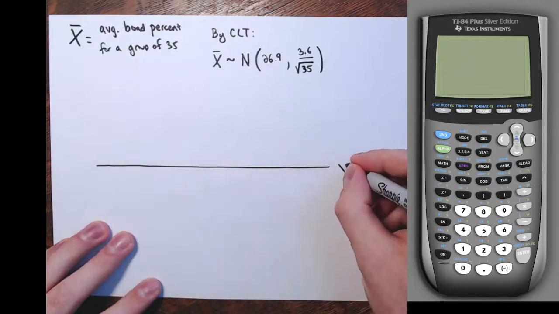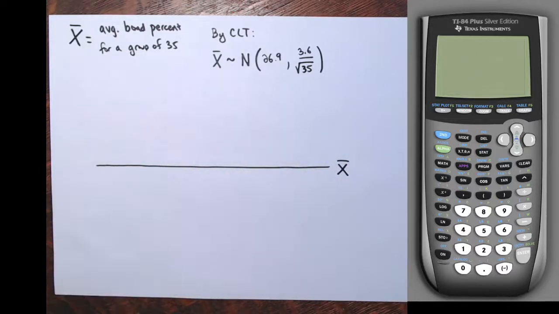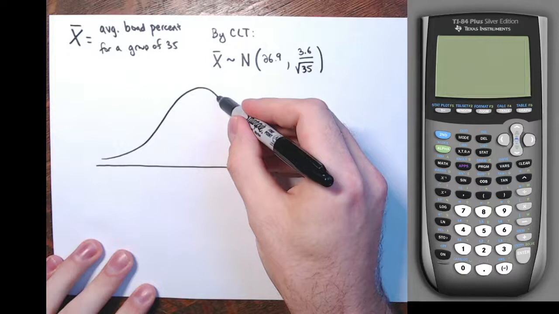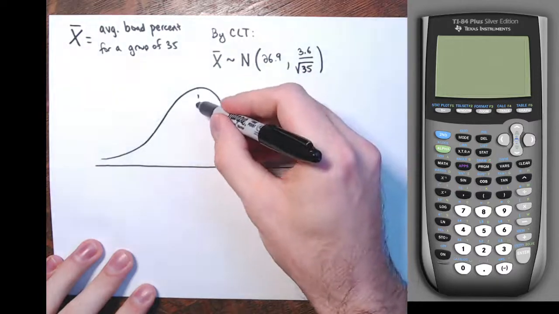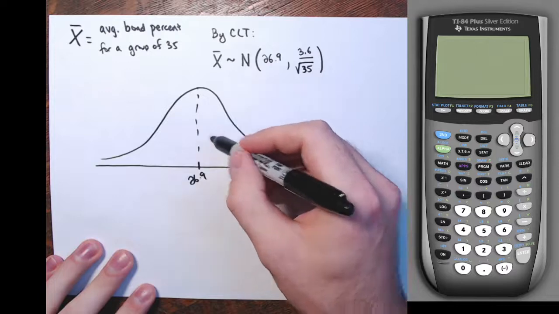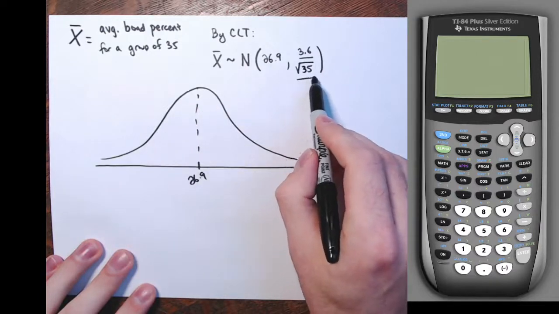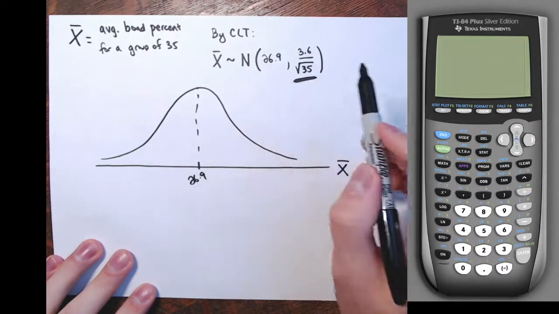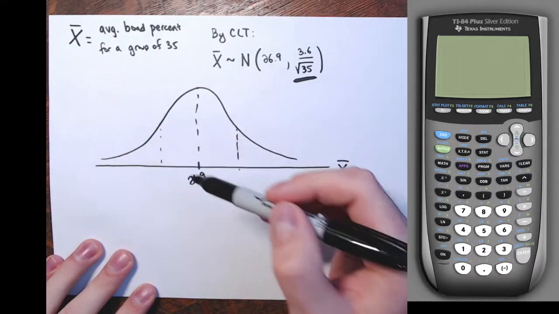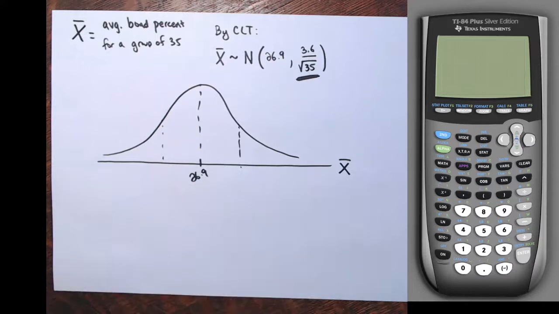Here are possible mean average bond percentages for groups of 35, different values of X bar. It's normal here, and underneath the peak should be 26.9. Then underneath these inflection points should be this distance, whatever 3.6 divided by the square root of 35 is. That's the distance to the values under the inflection points here.